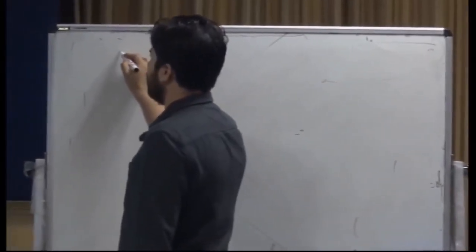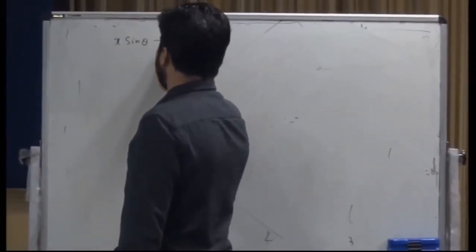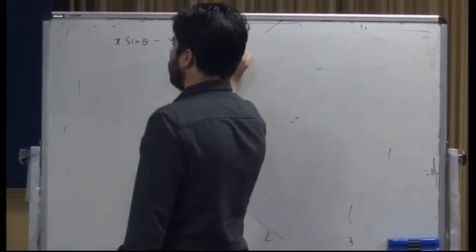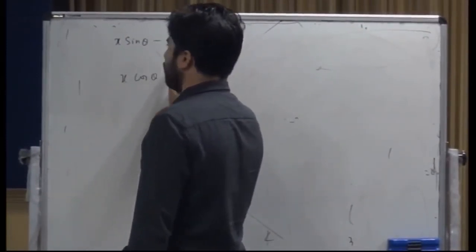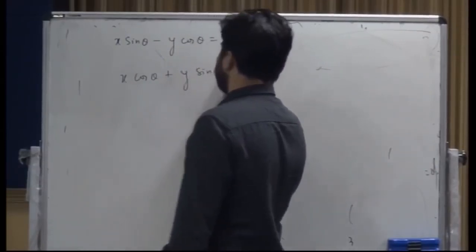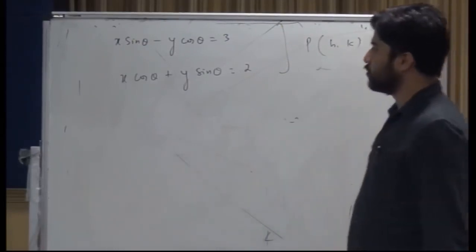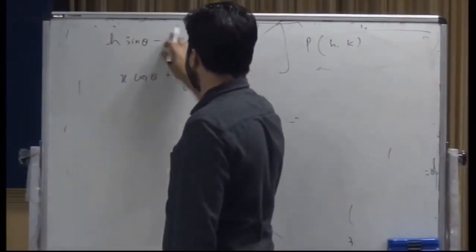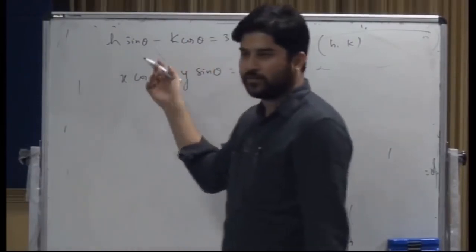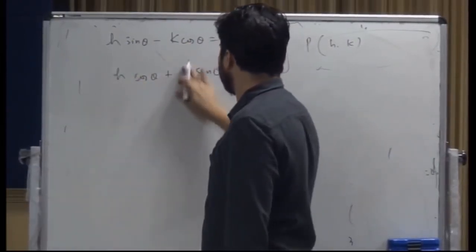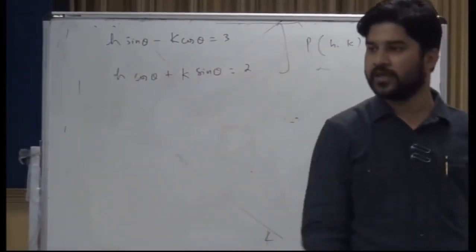See, this question is as easy as it is messy if you don't attack it properly. Say the lines are x sin theta minus y cos theta is equal to 3 and x cos theta plus y sin theta is equal to 2. Simply say the point of intersection is h, k, which definitely lies on both. Now I got my two equations, right?